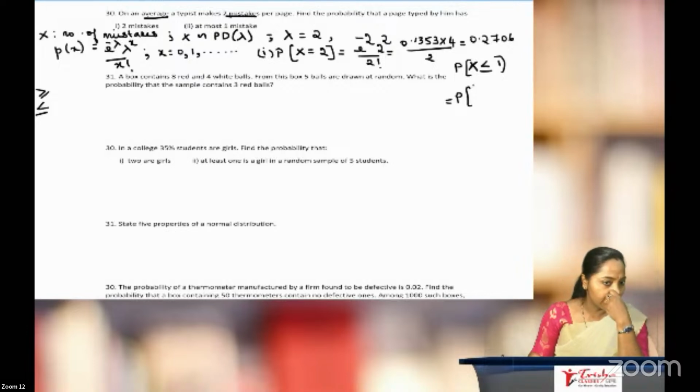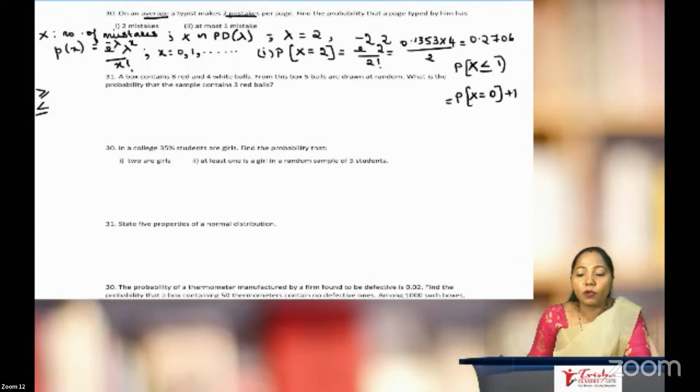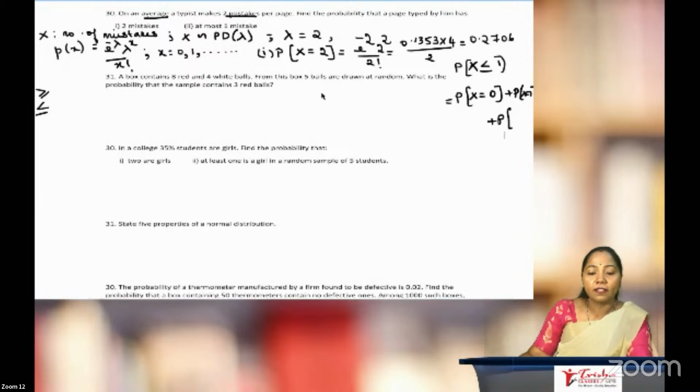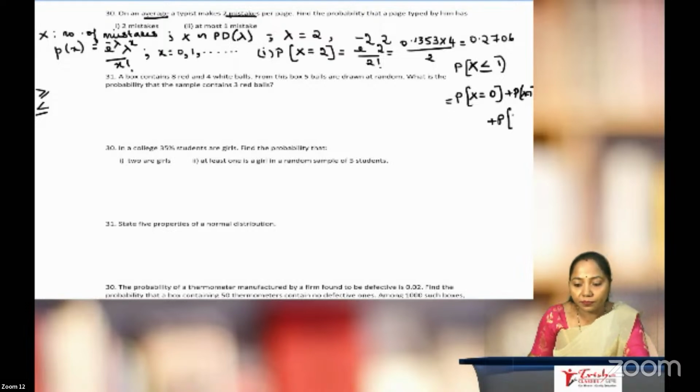What are the values taken? X could be 0 mistakes, or it could be 1 mistake, or it could be 2 mistakes. Sorry, 0 and 1. Why 2, Nishil? At most 1, no? So 0 and 1. Correct? So it is e power minus 2, 2 power 0 by 0 factorial, plus e power minus 2, 2 power 1 by 1 factorial.